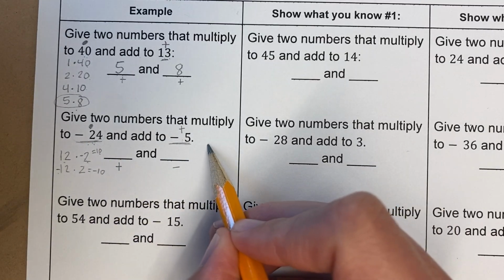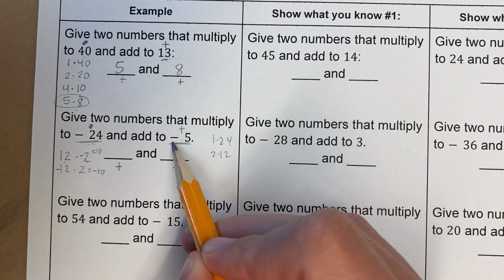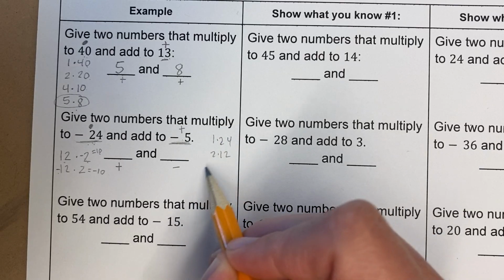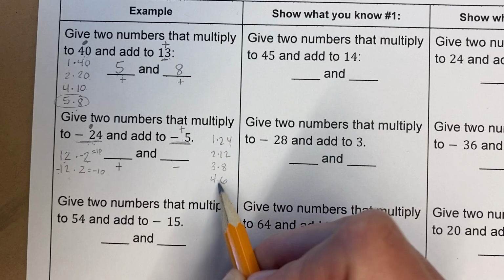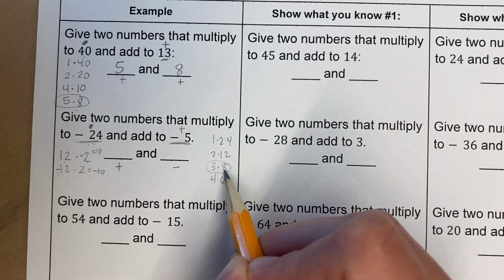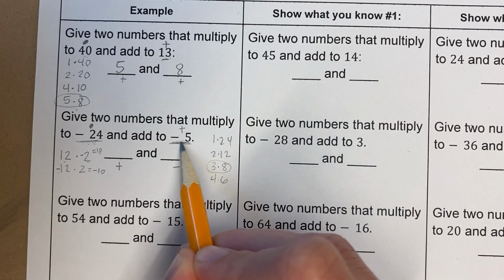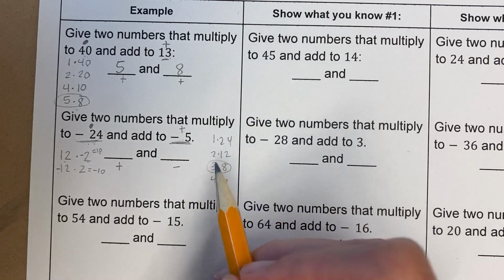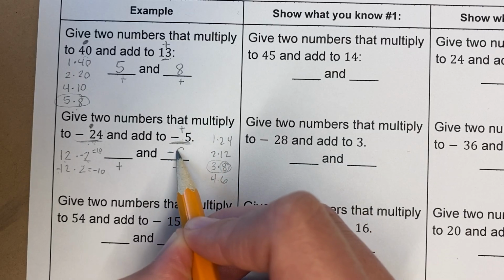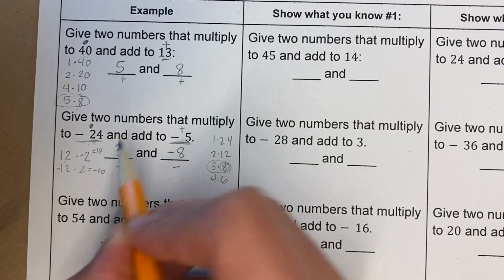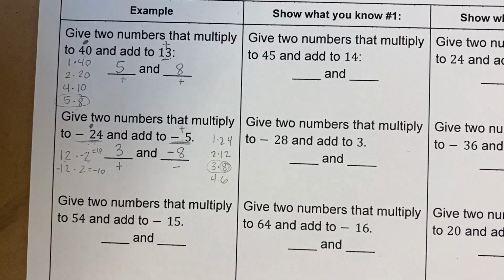So here again, I could start and say, okay, well, 1 times 24, 2 times 12. What I'm looking for is a pair of numbers that subtracts to get 5. Okay, 3 times 8 is 24, 4 times 6 is 24. Look, this is the one where if I subtract these two numbers, I get 5. Now, because I want these to add to negative 5, I'm going to make my larger number my negative number. So I'm going to make this negative 8 and this positive 3. 3 times negative 8 is negative 24. 3 plus negative 8 is negative 5.